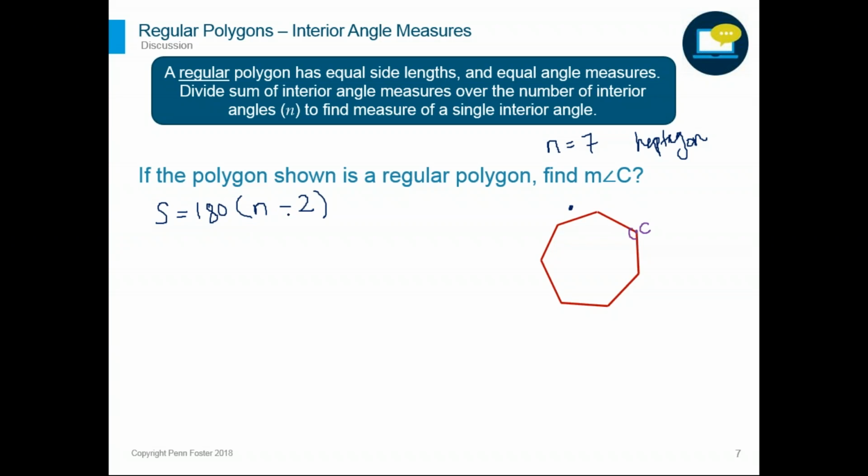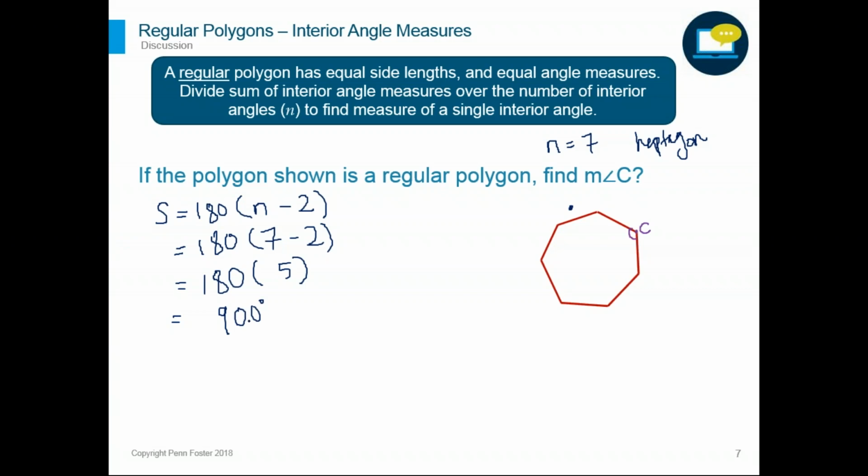We may write the minus as a plus. So it is good to write down the formula before we use it. So n is 7. The sum then would be 180 times 7 minus 2. Again, order of operations. We're not going to do the multiplication yet. 7 minus 2 is 5. 5 times 180 will give you 900 degrees.